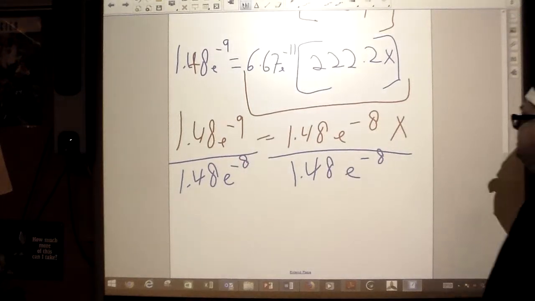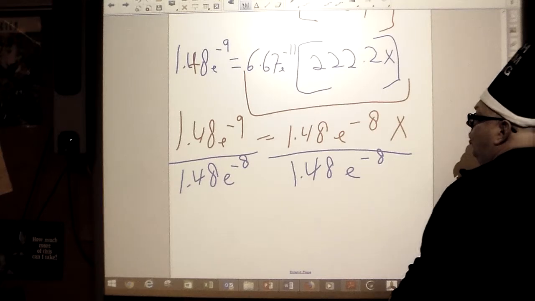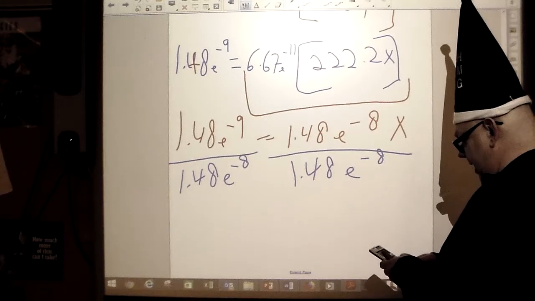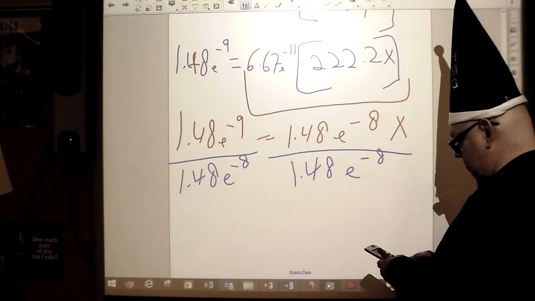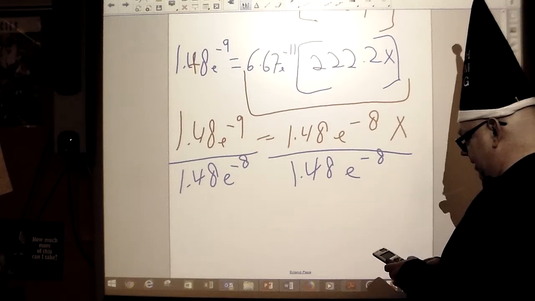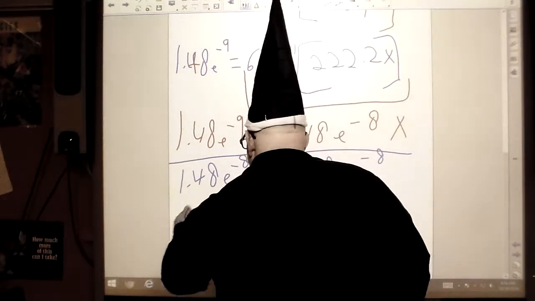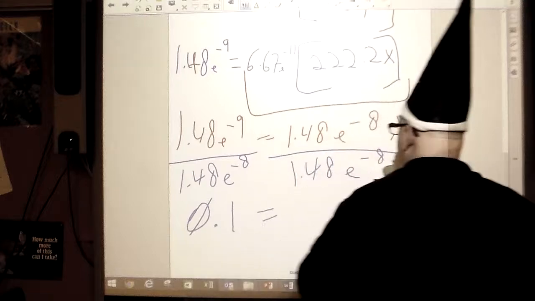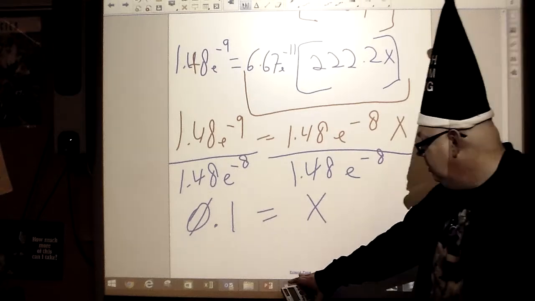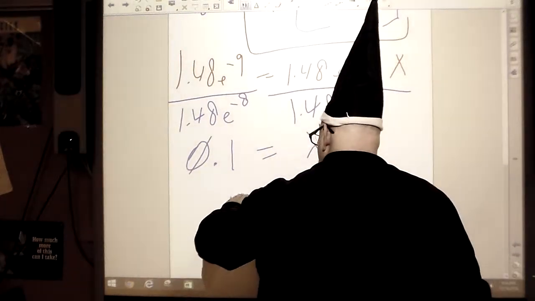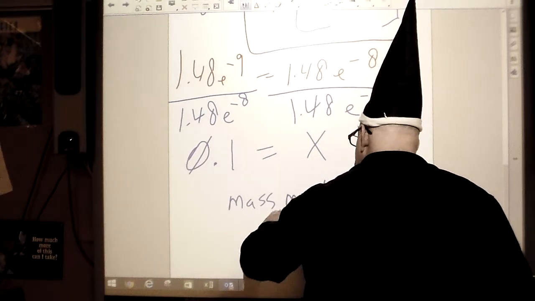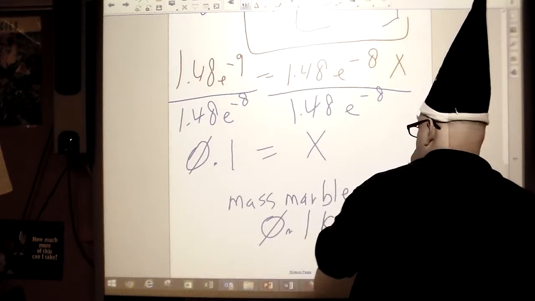So when we do that, okay, we are going to get 1.48 e to the minus 9th divided by 1.48 e to the minus 8th, and we walk away with 0.1 is equal to, well, these are going to divide each other out, right? So that's going to be x. So the mass of our marble is 0.1 kilogram.